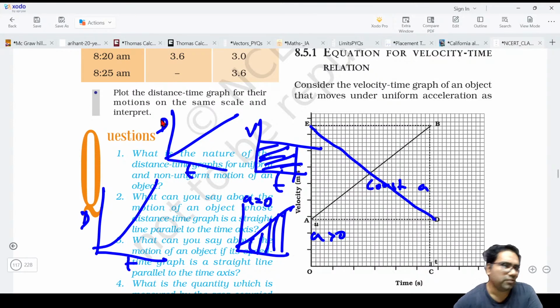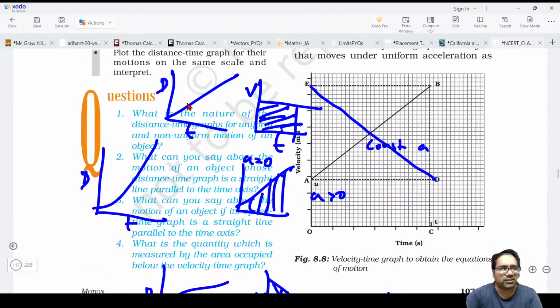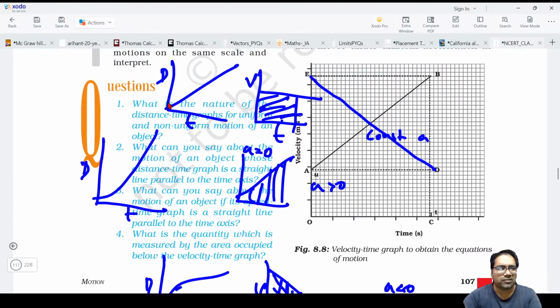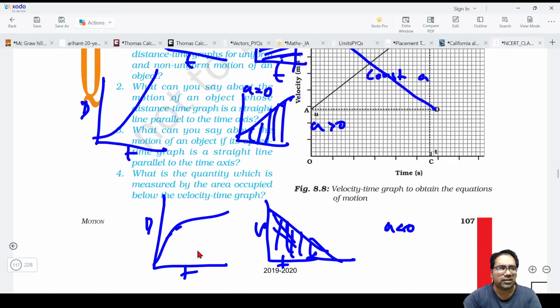So what you need to know is that for distance time, there are three kinds of graphs: constant velocity, acceleration, deceleration. For each one of these, velocity time will be like this or like this or like that. Constant velocity means this one is flat and a is 0. Accelerating graph means this one is increasing, a greater than 0. Decelerating graph means this one is decreasing, a less than 0. Just draw these three figures in a notebook so that you don't forget.